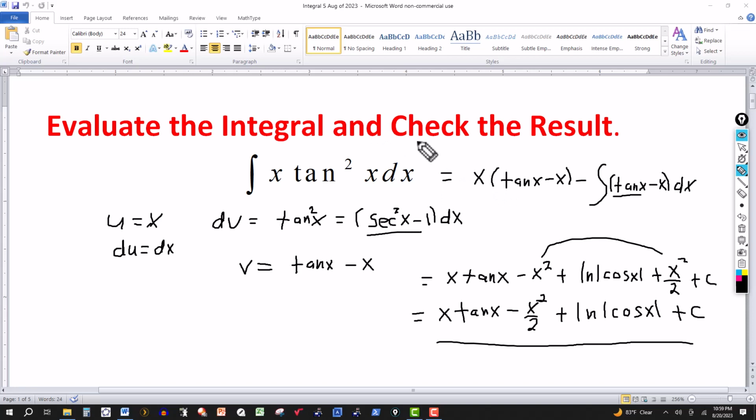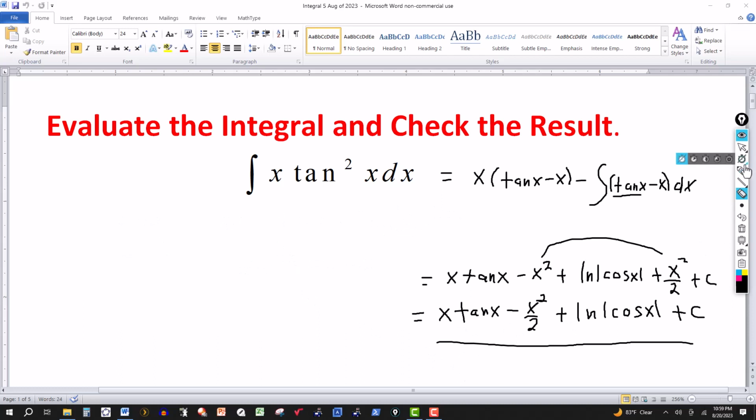And we were supposed to check the result. So let me just go over here on this side. I want to take the derivative of the answer here and show that it gives me this integrand here. So let's start with the first part here. The derivative of x tangent of x. So here we have to use the product rule. It'll be x times the derivative of tangent, secant squared of x. And then we go tangent times the derivative of x, and the derivative of x is 1. So this will give me a plus tangent of x.